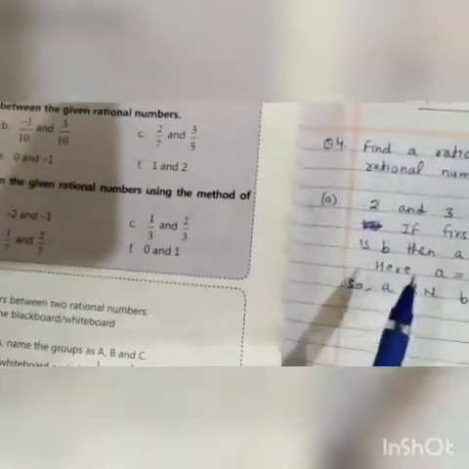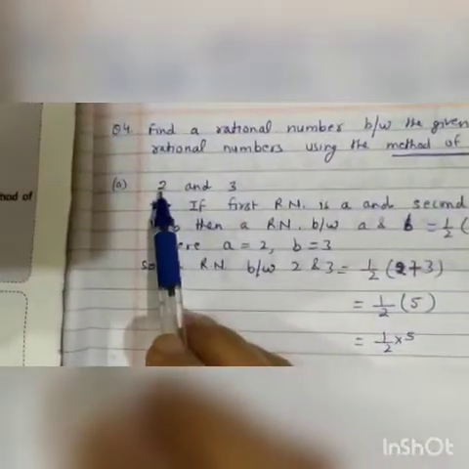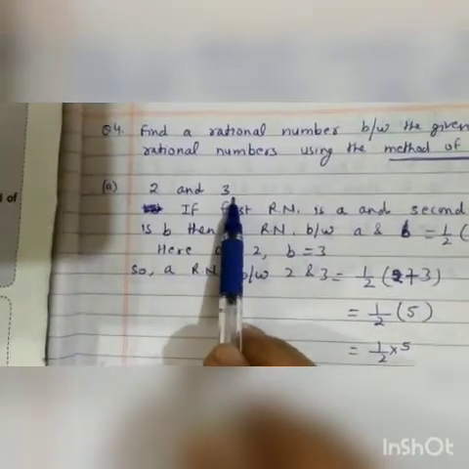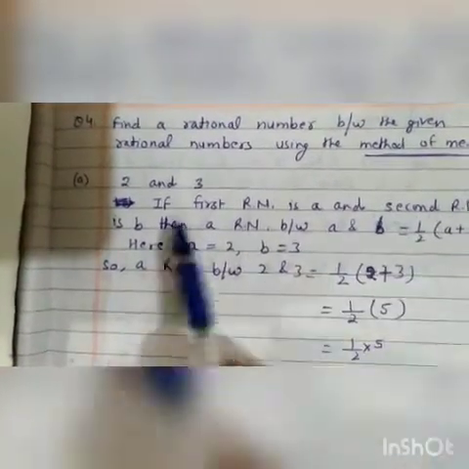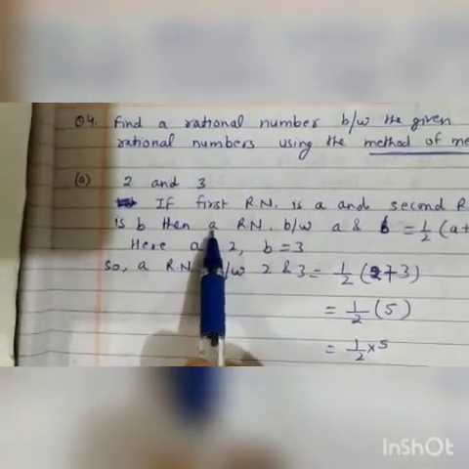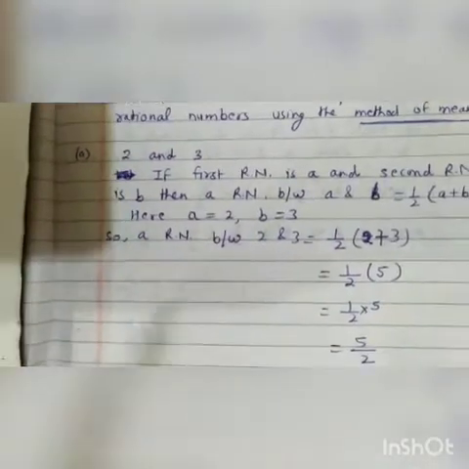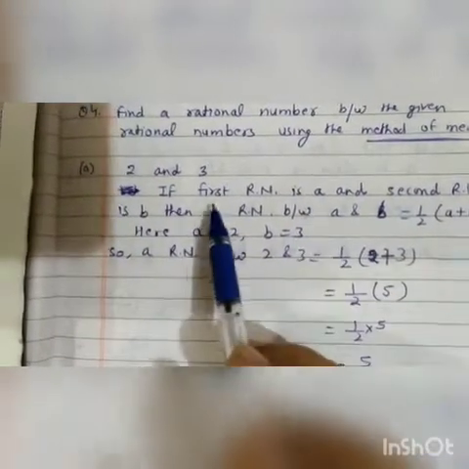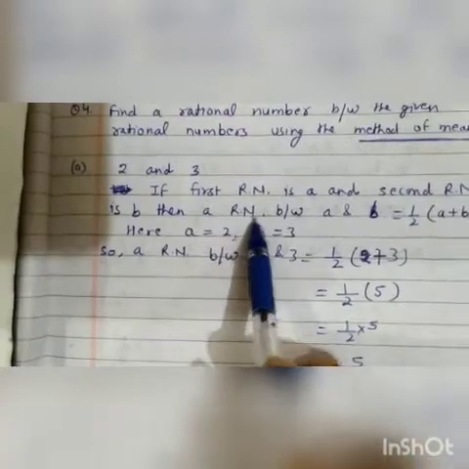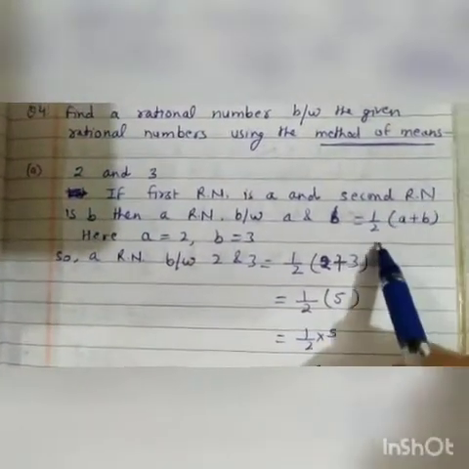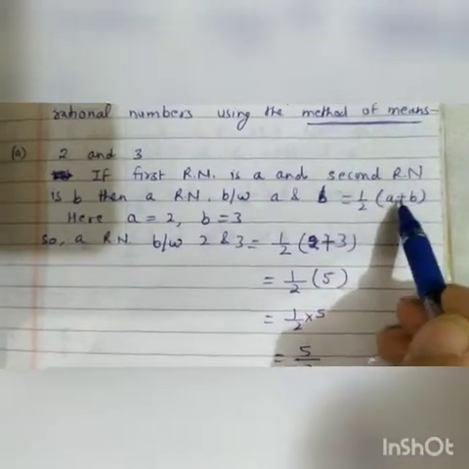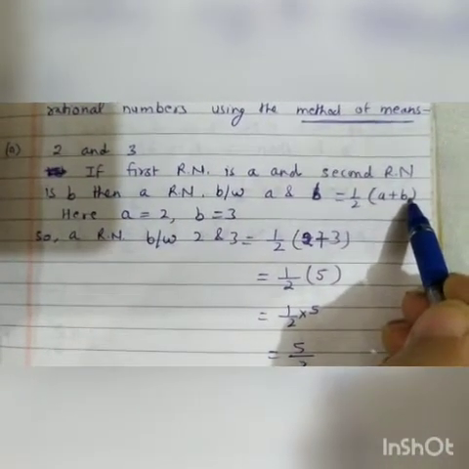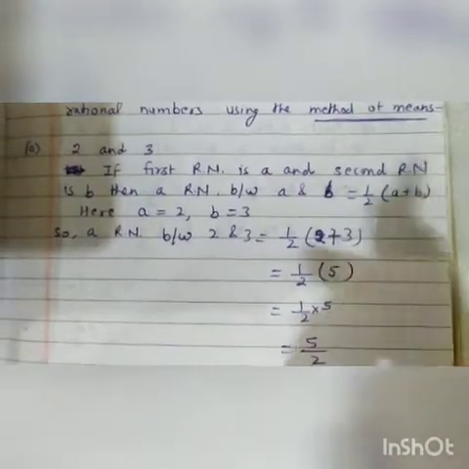So, what is the method of means? See students here. First question, given rational numbers are 2 and 3. If the first rational number is A and the second rational number is B, then a rational number, meaning one rational number, between A and B. This is the formula for the method of means. It is 1 upon 2 into A plus B, 1 upon 2 (A plus B).